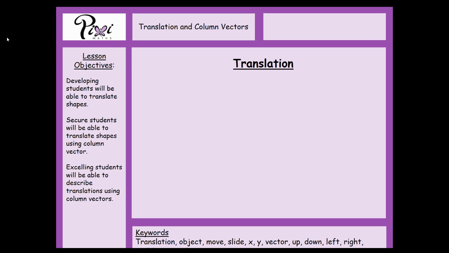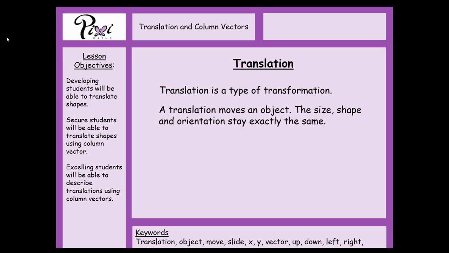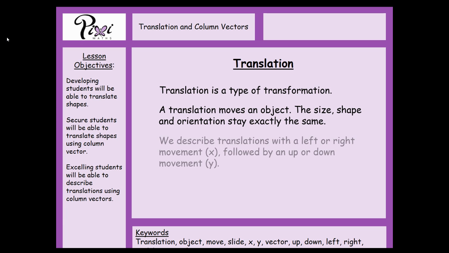So let's just recap then what a translation is. So a translation, again, is a type of transformation. It's about moving an object. Okay, so the object's shape, size, and orientation will stay exactly the same. It's literally about sliding it up and down or left and right, and that's all that you can do with it.